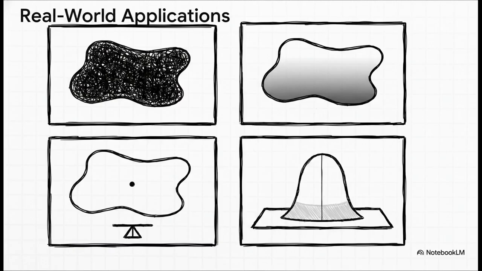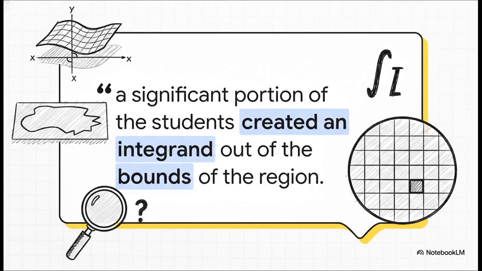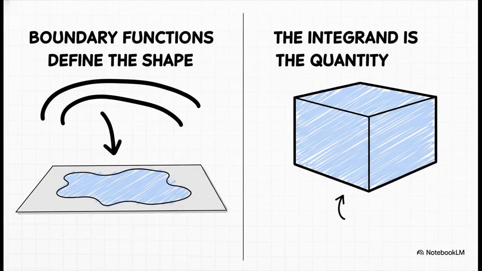In physics, they're essential for things like calculating the mass of a metal plate where the density isn't constant, or for pinpointing its center of mass. And in statistics, they're the key to figuring out probabilities. But, like with any powerful tool, there are some really common traps you can fall into. And some fascinating research actually highlights one of the biggest pitfalls students face, especially when they're trying to calculate plain old area.